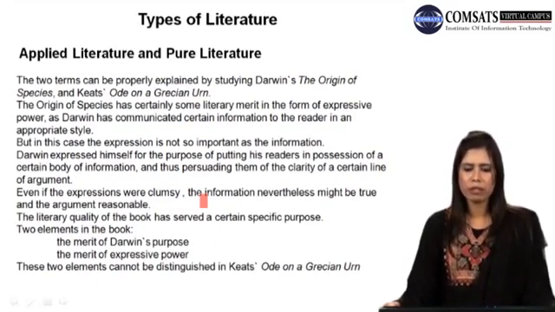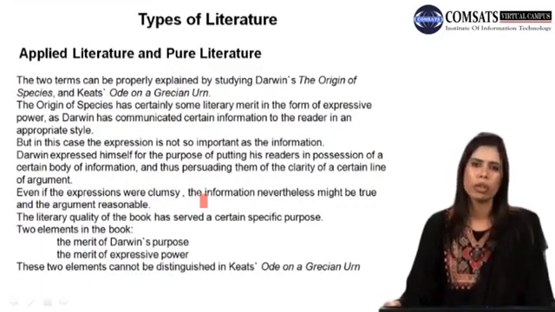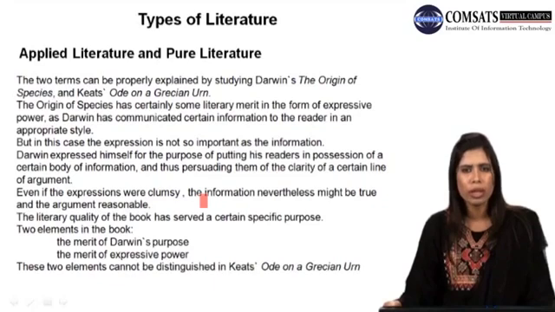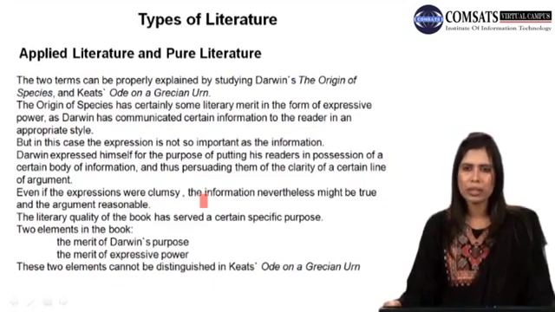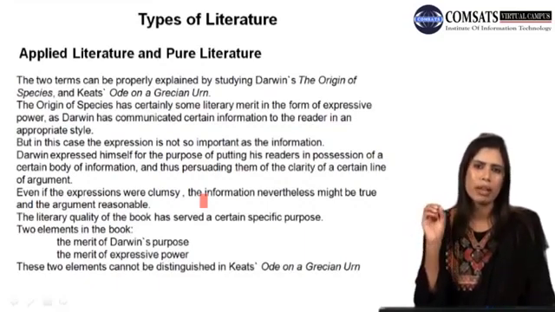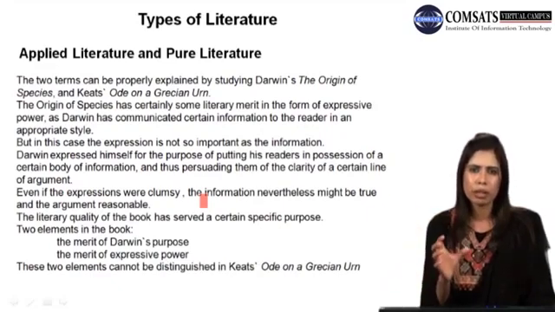Darwin expressed himself for the purpose of putting his reader in possession of a certain body of information. So the basic purpose of writing this book was to deliver the information, and the focus was not on the expression. That is why it is pure literature, and thus persuading them for the clarity of a certain line of argument. So he gives an argument and then he clarifies the argument without concentrating on the expression of something.